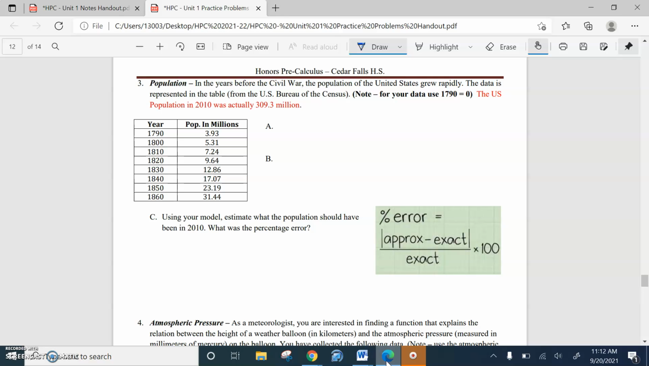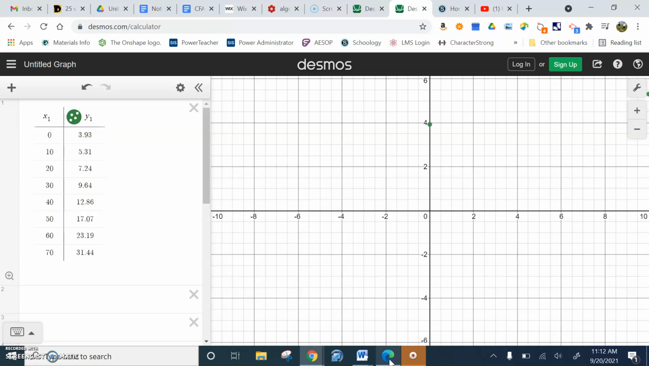We had some data collected, and basically every 10 years we had a population check. With that said, we're going through the same three-step process. Question A is asking to determine the appropriate model. So we're going to find what model, and in B we're going to justify that. So we go back to Desmos.